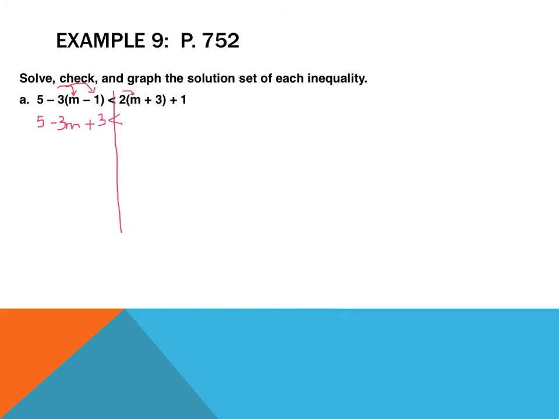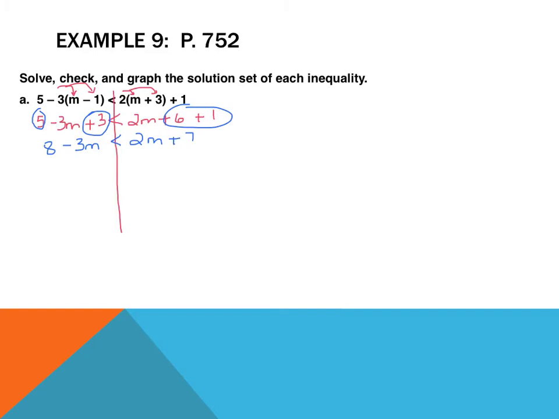And then distribute the 2. So 2 times m plus 2 times 3 is 6. Bring down your plus 1. Now we can combine like terms. So we have 5 plus 3 is 8 minus 3m, and then 6 plus 1 is 7.